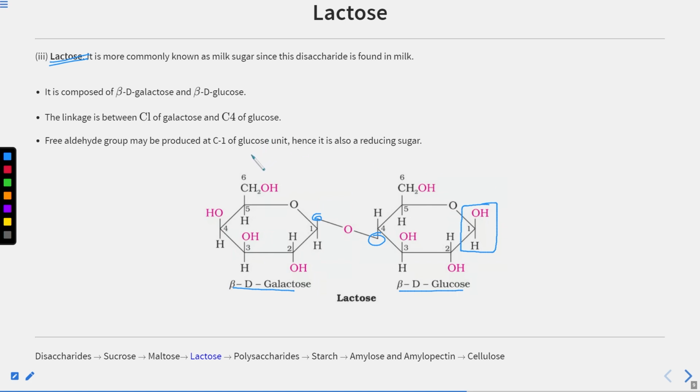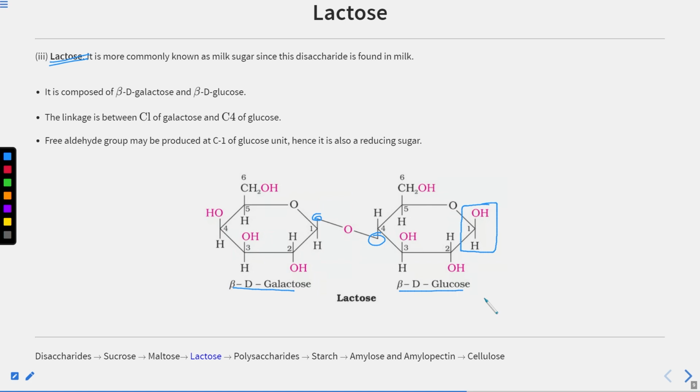Now we have seen three types of disaccharide which have different types of units. Sucrose has alpha D glucose and beta D fructose. Maltose has two units of alpha D glucose only, and lactose has one beta D galactose and one beta D glucose. With this you should also remember the type of linkage. Sucrose has C1-C2 alpha linkage, maltose has C1-C4 alpha linkage, whereas lactose has C1-C4 beta linkage.